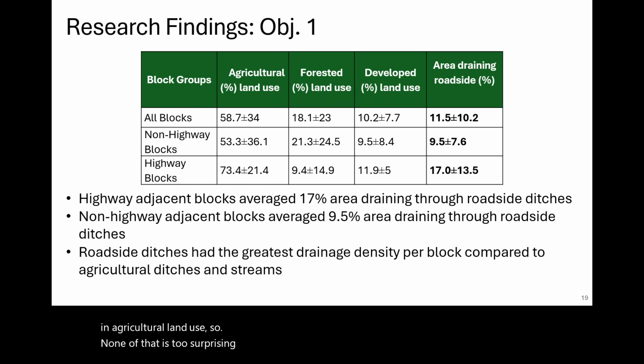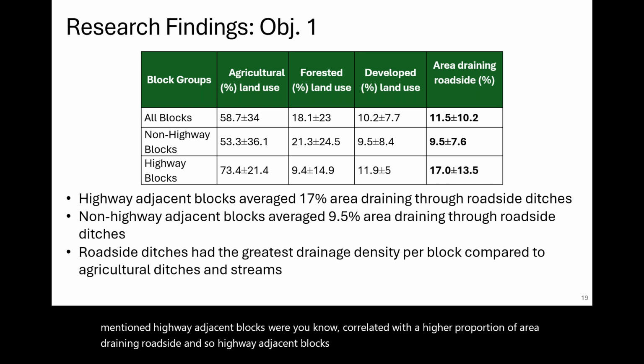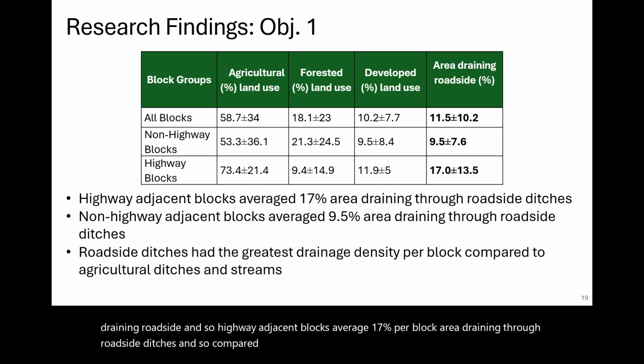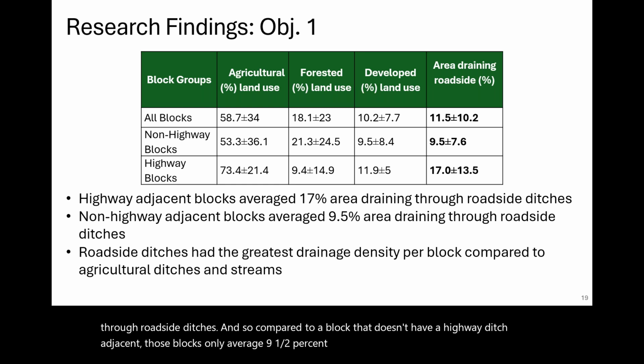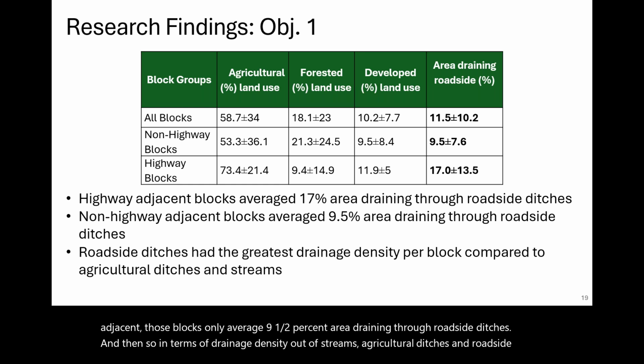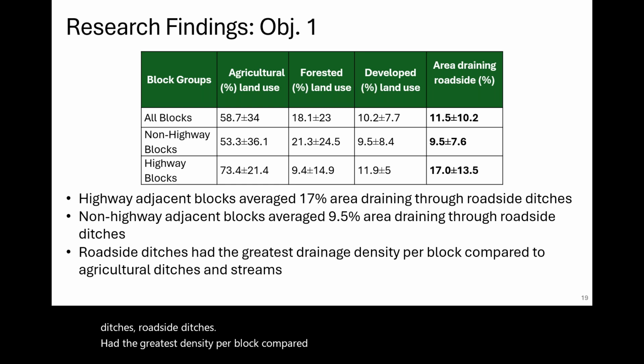But to focus on the proportion of area draining roadside, I mentioned highway adjacent blocks were correlated with a higher proportion of area draining roadside. And so highway adjacent blocks average 17% per block area draining through roadside ditches. Compared to a block that doesn't have a highway ditch adjacent, those blocks only average 9.5% area draining through roadside ditches. And then in terms of drainage density, roadside ditches had the greatest density per block compared to agricultural ditches and streams.